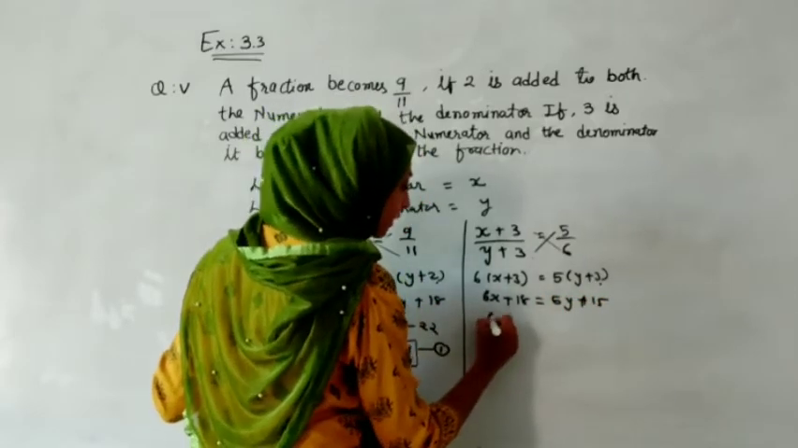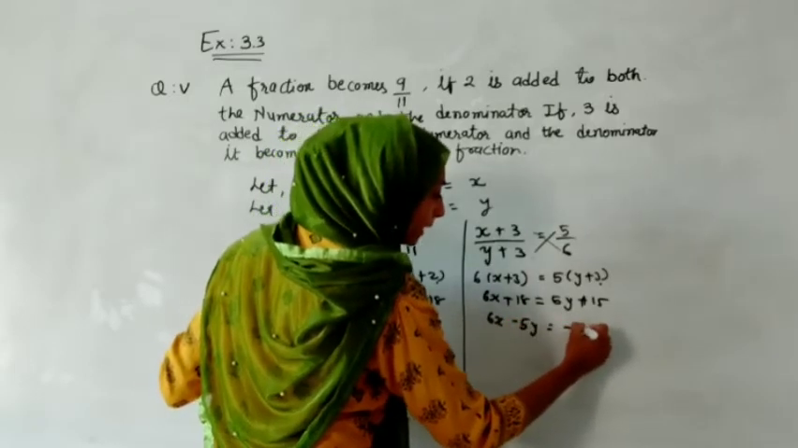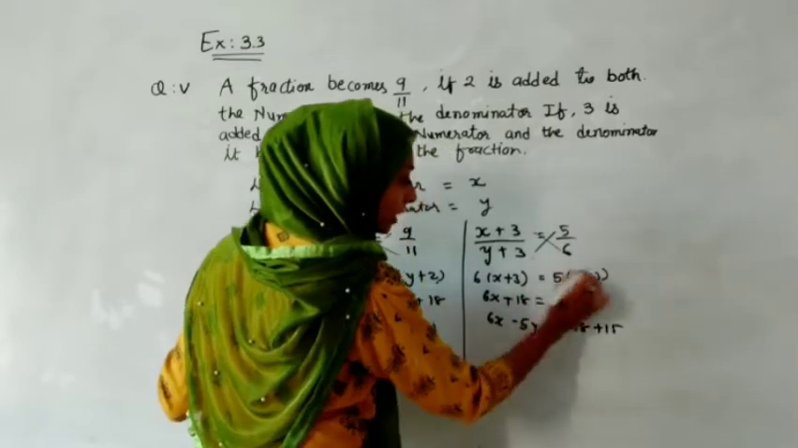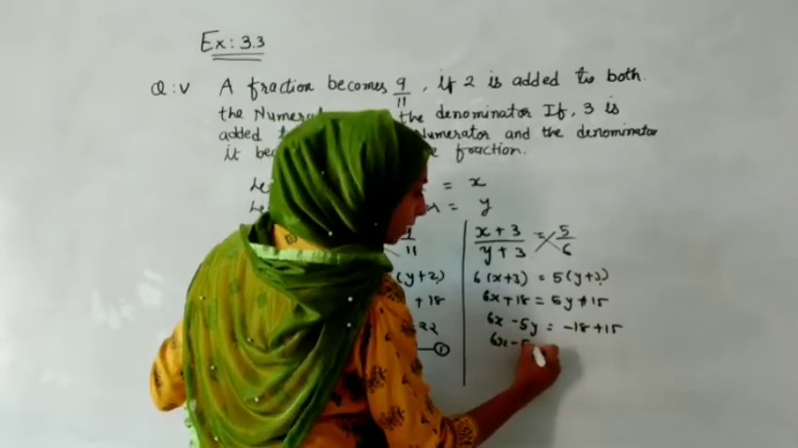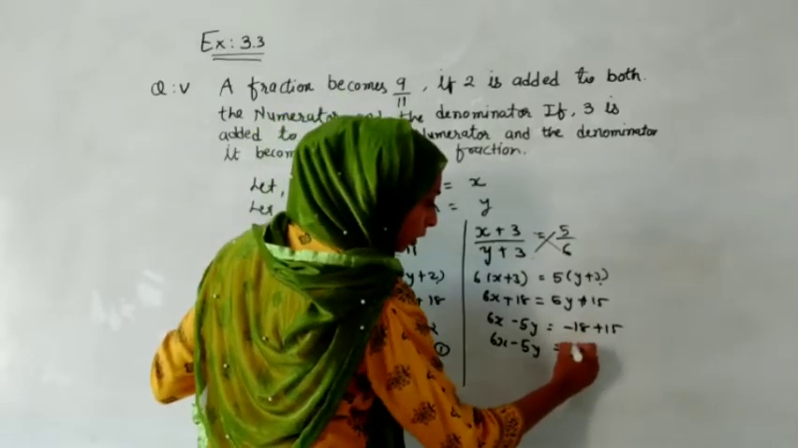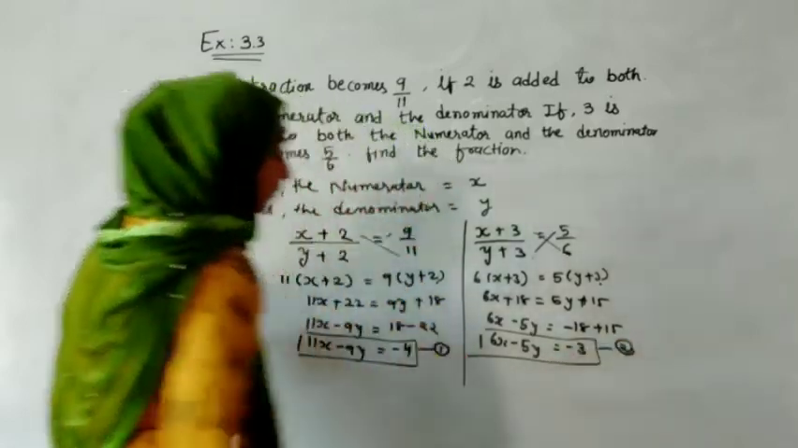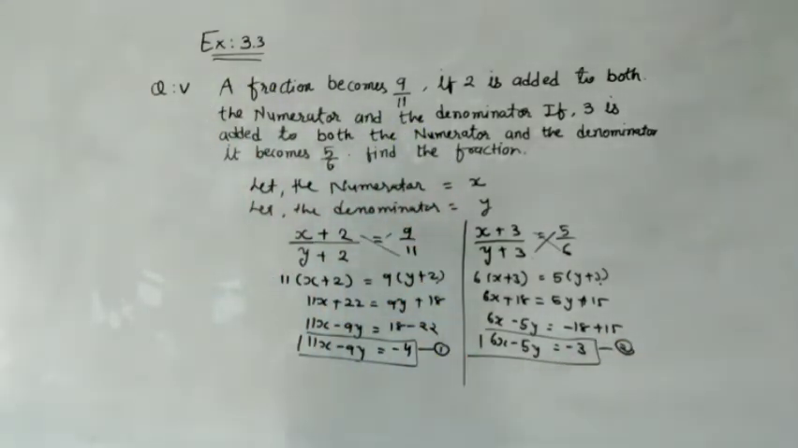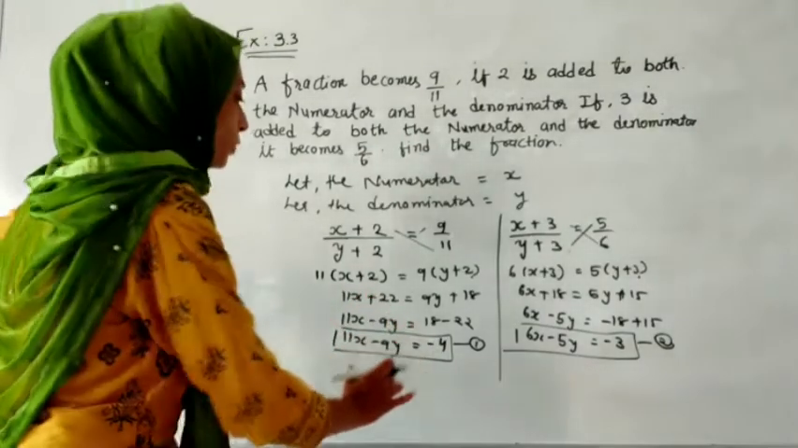Then what will happen? 6x minus 5y will be equal to minus 18 plus 15, because we are shifting that 18 over here and we are shifting this. So now 18 minus 15 will become 3, and the symbol of the greater number will be minus, and that will be our equation number 2. So these are both the equations. Okay. Now here again we have to use the substitution method.